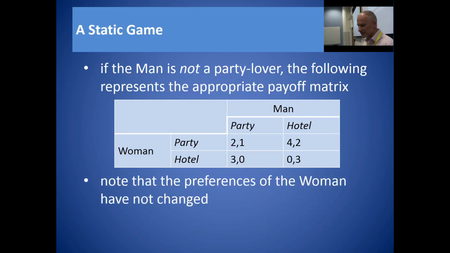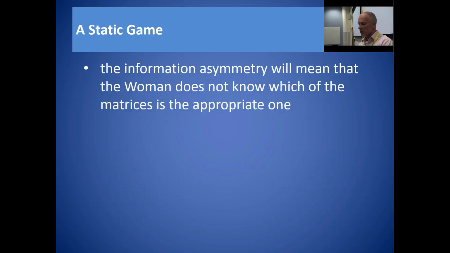Now, the information is interesting. Which one of these two matrices is the relevant one? Is the man a party lover, or is the man not a party lover? That's the source of it. The woman doesn't know which game is being played. So, what do we do? How do we find the outcome of this game?